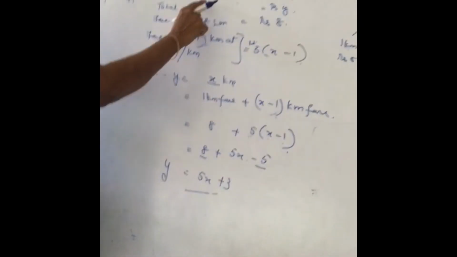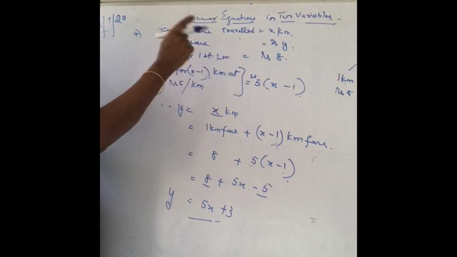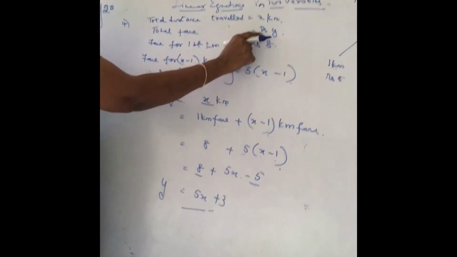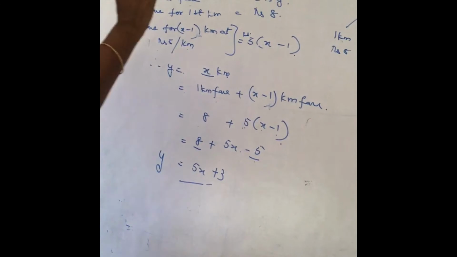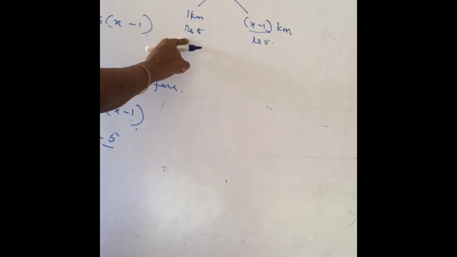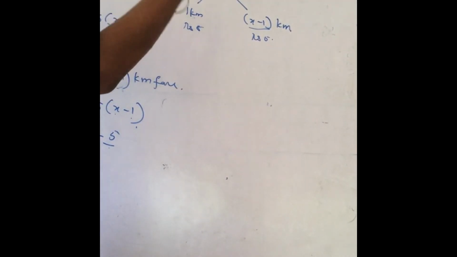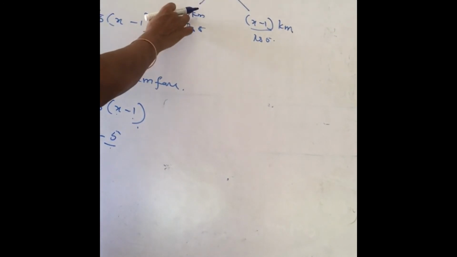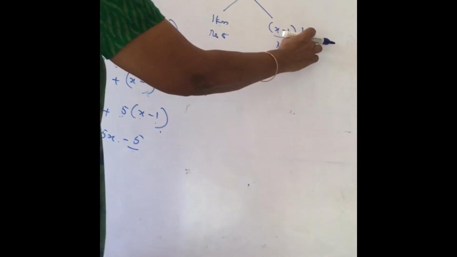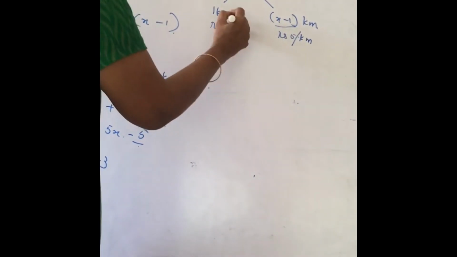I am repeating, children. If you have travelled x kilometers, the charge or the fare for travelling this x kilometers distance is rupees y. But how are you going to pay the charge, children? For the first kilometer that you have travelled, your charge is rupees 8. And the remaining out of x, if you remove 1 kilometer, what is the leftover distance, children? X minus 1 kilometers, whose charge is rupees 5 per kilometer.